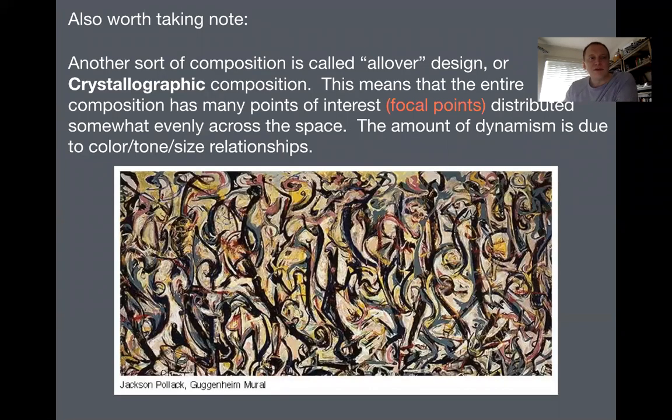So I also want to mention crystallographic composition. And this means that there are tons of focal points positioned all over the scene. And it's really meant to make your eyes go all around. So there's not a central focal point or just a few focal points. They're all over the place. This is a very rhythmic composition. It is not a pattern, however. And we'll get to that a few videos from now.